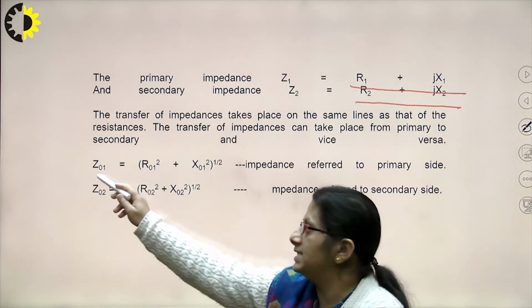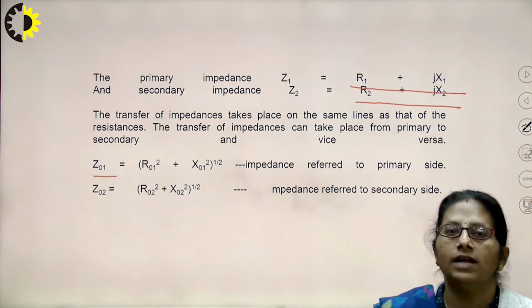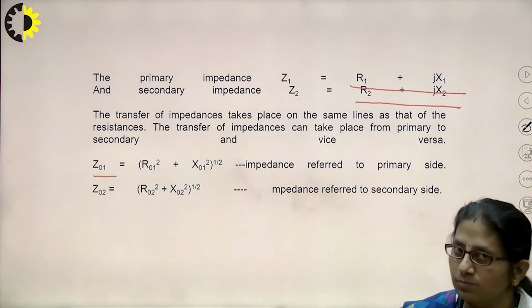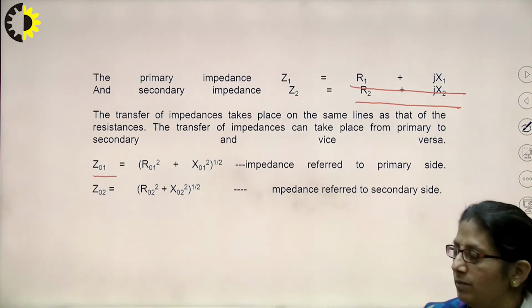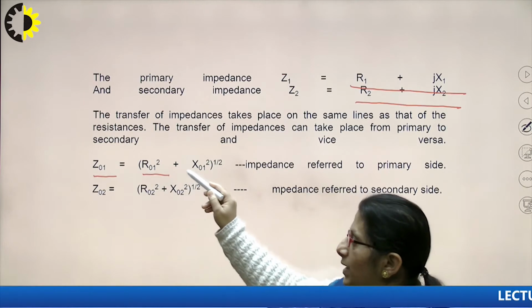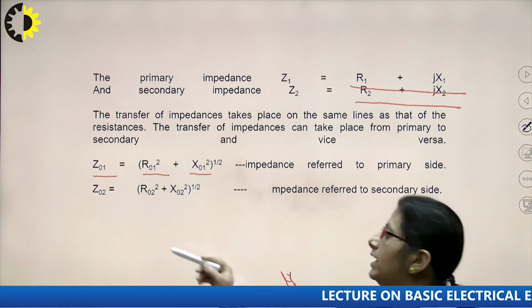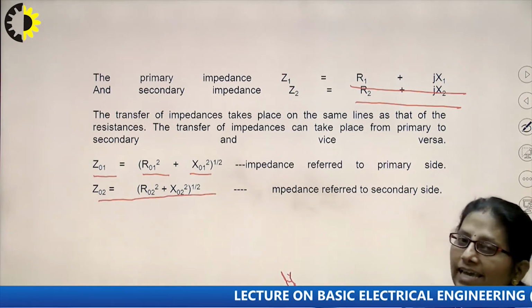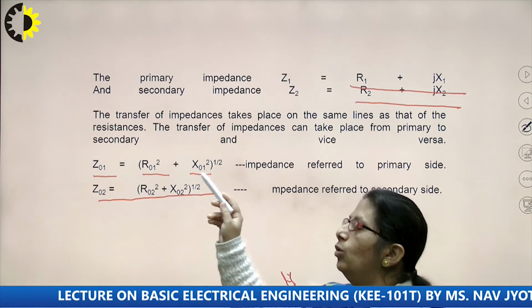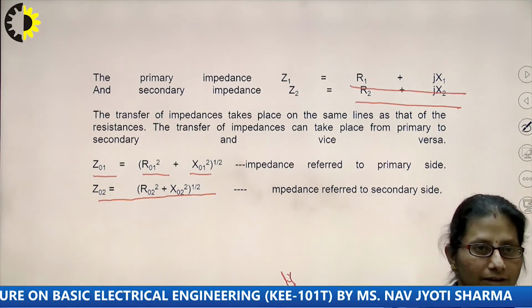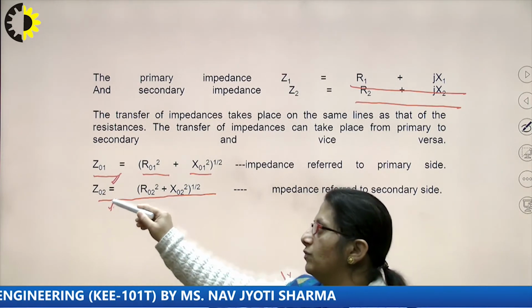So, Z01 is the equivalent impedance of the transformer referred towards primary. 1 denotes primary and 2 denotes secondary. It will be given by the square root of R01 square plus X01 square, right. Similarly, the equivalent impedance of the transformer referred towards secondary will be given by the square root of R02 square plus X02 square, right. So, this is the equivalent impedance referred towards primary and this is the equivalent impedance referred towards secondary.